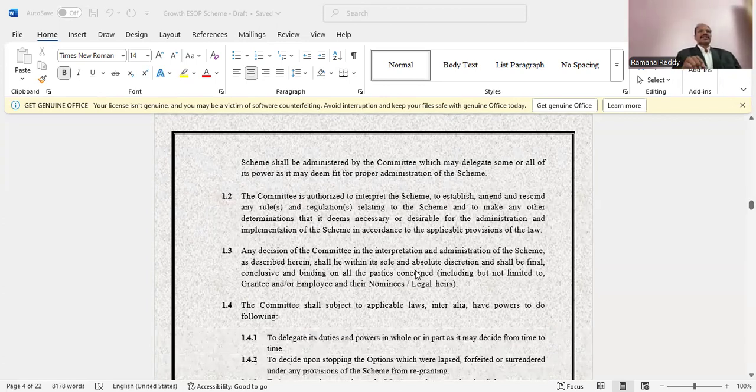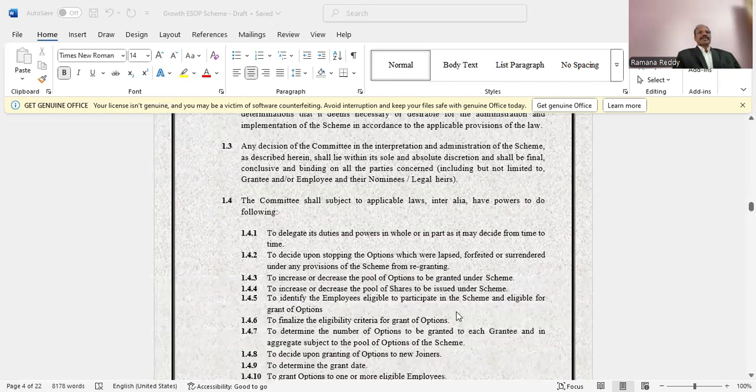Any decision of the committee, committee meaning the Nomination and Remuneration Committee, in the interpretation and administration of the scheme as described herein shall lie within its sole and absolute discretion and shall be final, conclusive, and binding on all the parties concerned, including but not limited to the grantee or employee and their nominees and legal heirs.